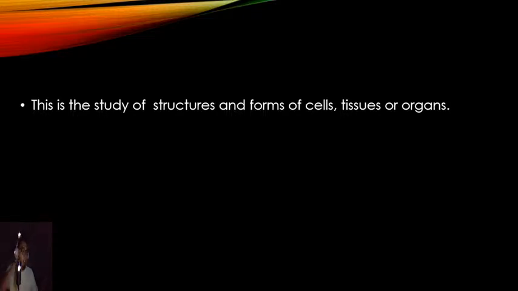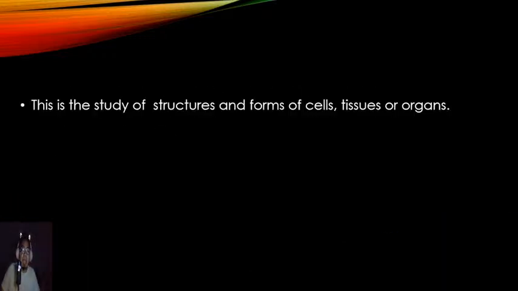All right? Now, this is the study of the structures and forms of the cells and tissues and organs. Of course, this is the study of morphology. All right? The study of structures and forms of cells, tissues, and organs. Morphology. So we study the morphology of cells when we're doing a peripheral blood smear or a PBS. Or you can say peripheral blood film. If you're working in an institution that says film, that's fine as well. All they need is a peripheral blood smear.